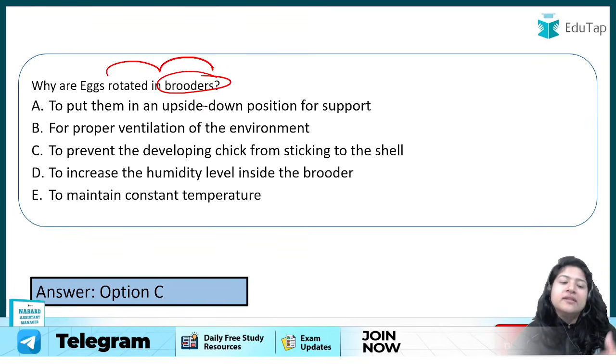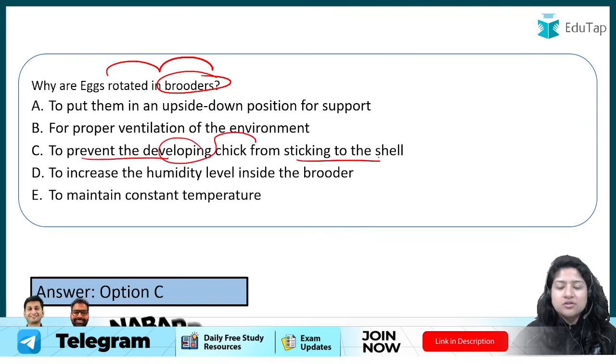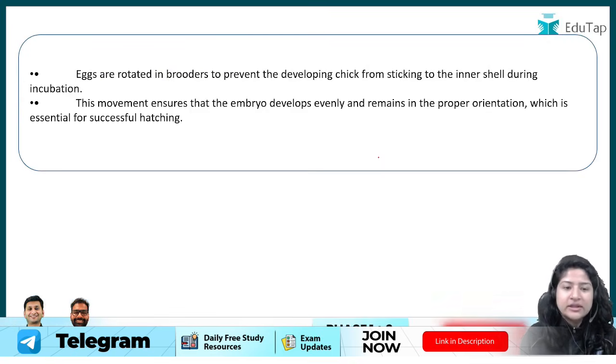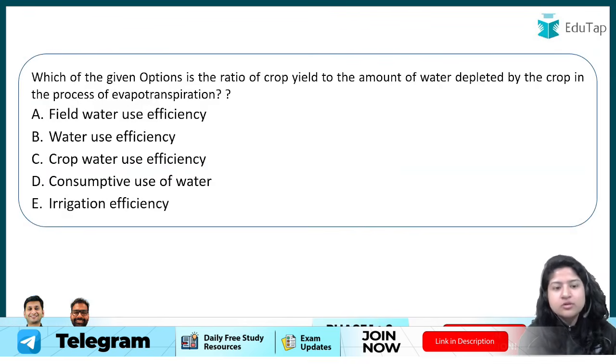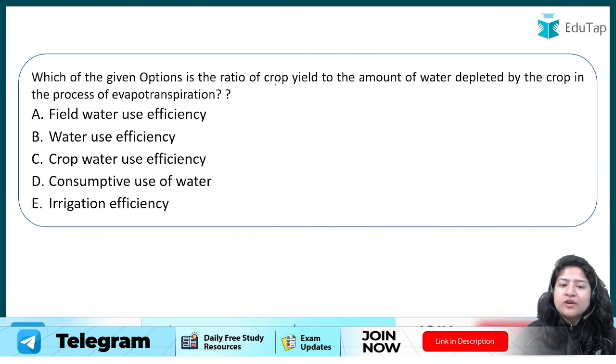Brooders are machines where eggs are kept and then they are rotated. Why are they rotated? To prevent the developing chick from sticking to the shell, so that they can rotate easily. So that is why they are rotated.